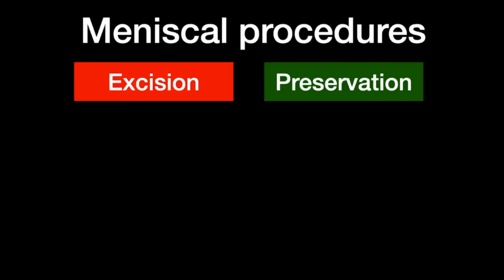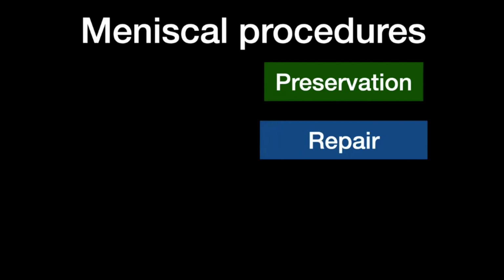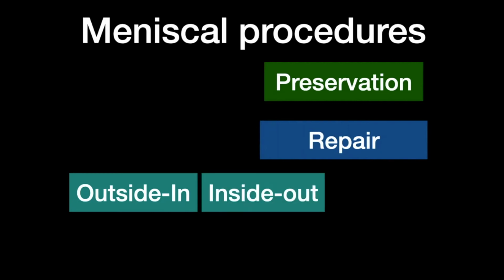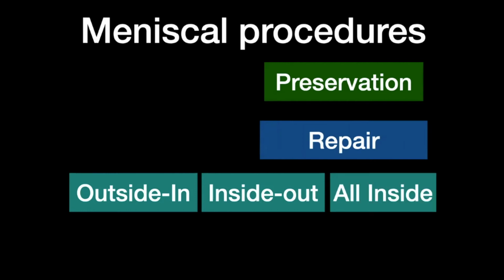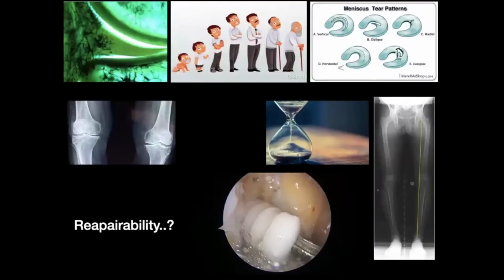So there are various meniscal procedures in meniscus injury. These can be classified into excision and preservation. Among the excision procedures, what we do is meniscectomy; we should better call it a partial meniscectomy. And in preservation, there is repair. In repair, there are multiple techniques according to how we do it. It can be outside-in, inside-out, or all-inside. Or most of the time, we combine all these techniques to preserve the meniscus.